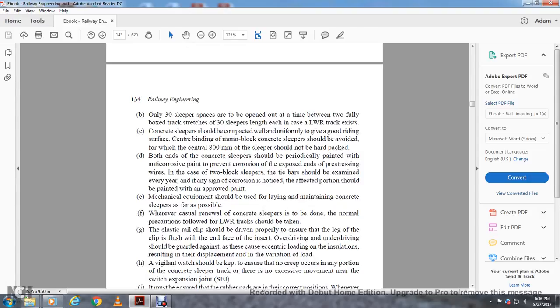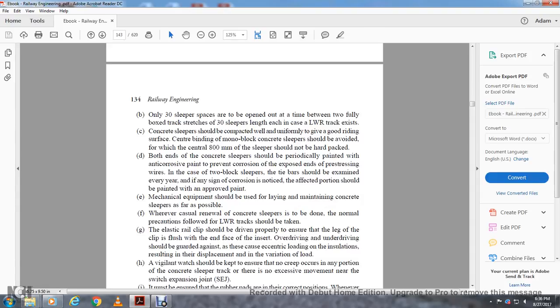Mechanical equipment should be used for the laying and maintenance of the concrete sleepers as far as possible. Wherever casual renewal of the concrete sleepers is to be done, normal precautions followed for long welded rail track should be taken. Elastic rail clips should be driven properly to ensure that the leg of the clip is flush with the end of the insert.